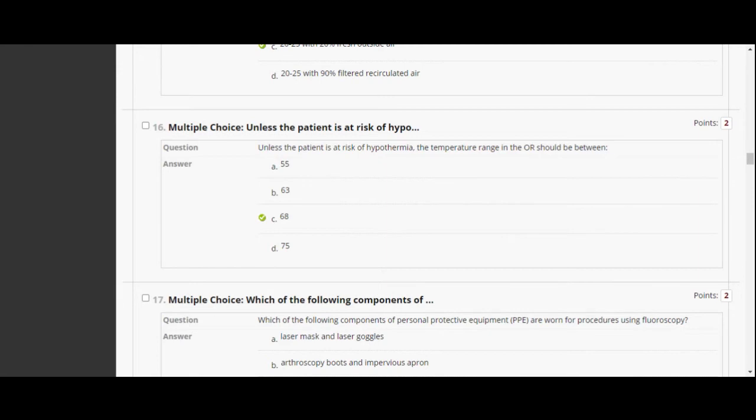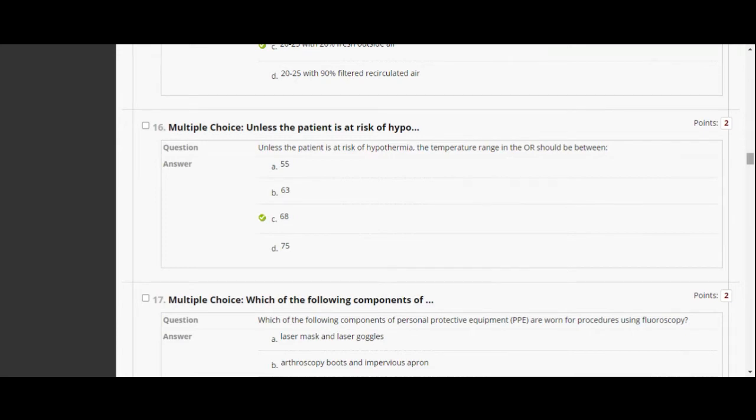So just a heads up, if you find conflicting information, your holy grail is your AST book. Unless the patient is at risk of hypothermia, the temperature range in the OR should be between 68, so I should probably take out between. And I want to say it's 68 to 72. It's constantly changing because they're finding out the warmer it is in the OR, the better the patient recovers from the surgery. So we used to keep our ORs extremely cool unless it was a pediatric patient.